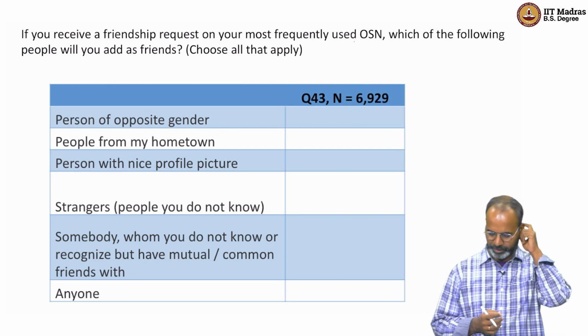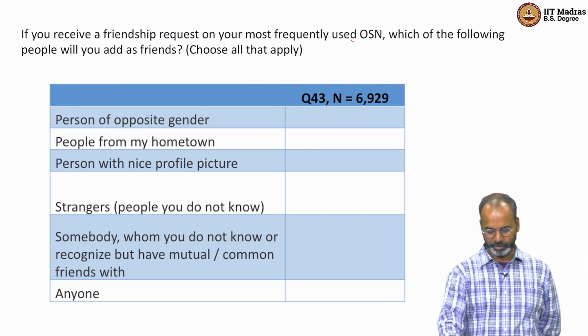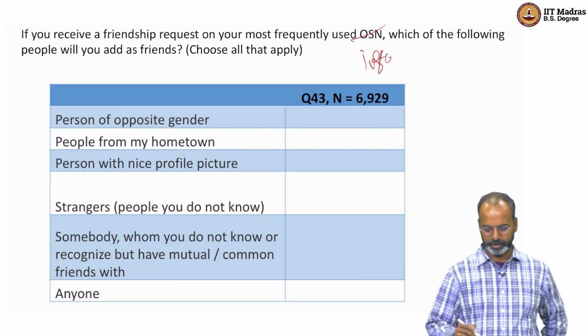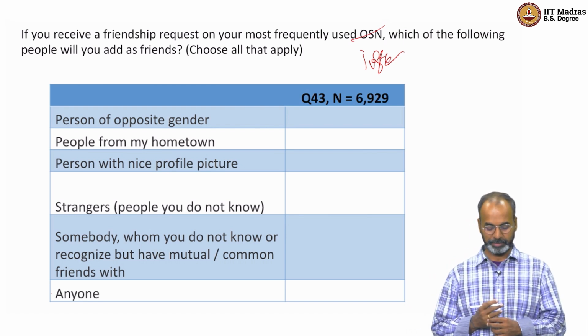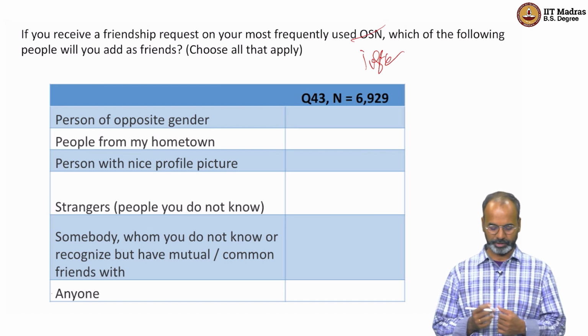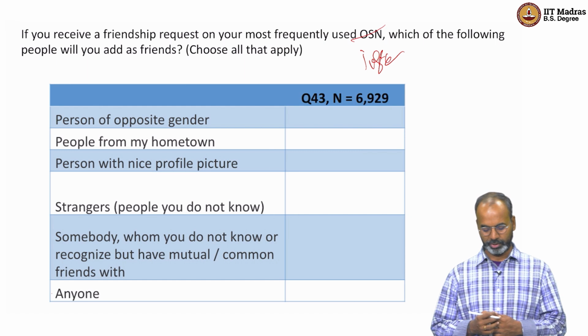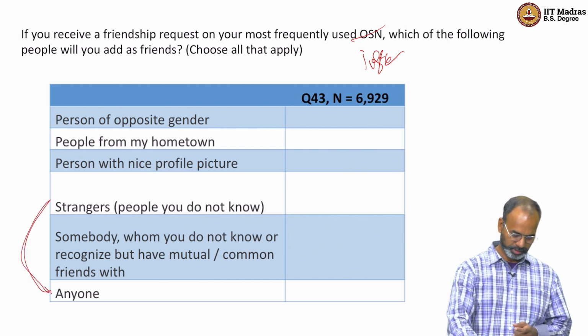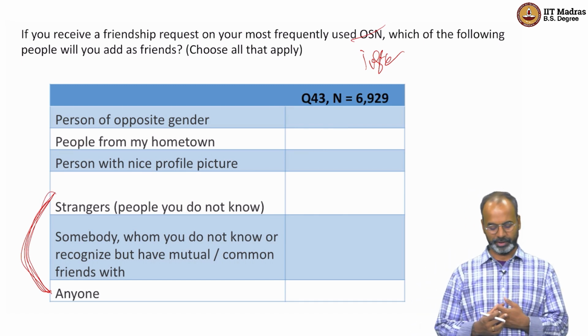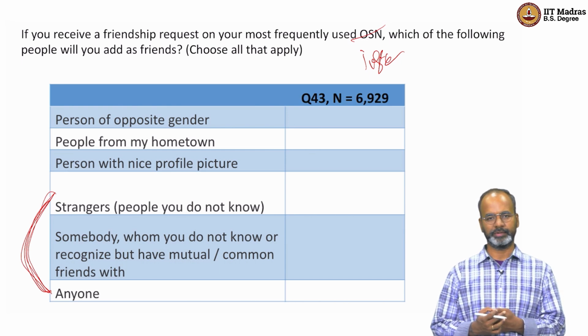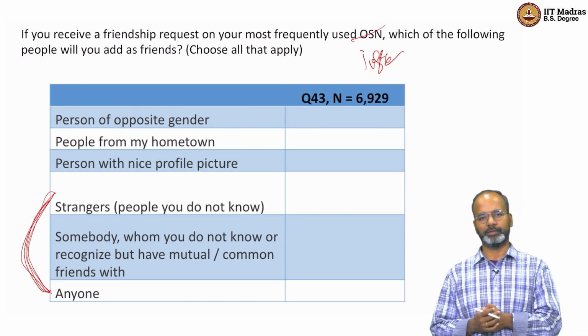If you receive a friendship request on your most favorite, most frequently used OSN, Insta, which of the following people will you add as friends? Person of opposite gender, people from my hometown, a person with a nice profile picture, strangers, somebody whom you do not know or recognize but have mutual common friends, anyone. The difference between these two is that in the strangers one, there may be some common connections. In the anyone category, it may be some random people who have no connection with you at all.